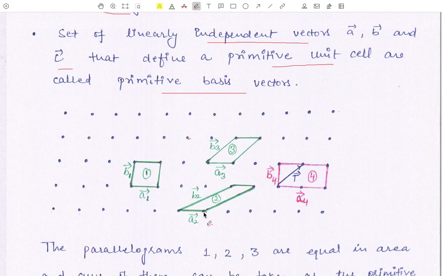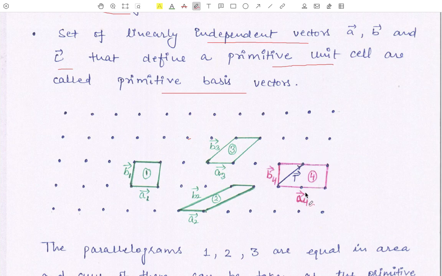Let us take the next example, the second parallelogram with lattice vectors a2 and b2. Now this also is a primitive cell because any point in this lattice structure can be reached with the help of these two lattice vectors. Again, the same is the case with this third parallelogram.